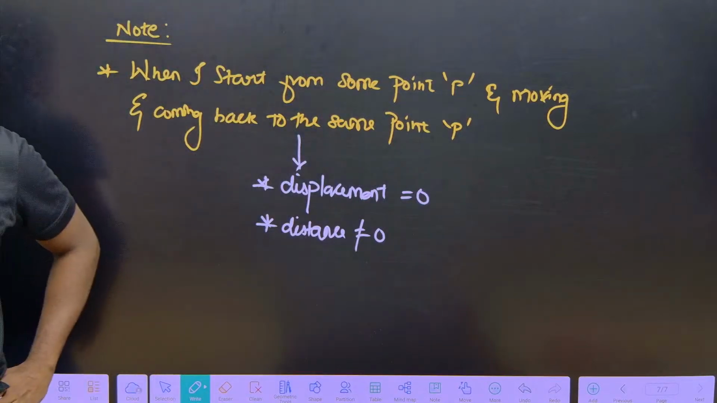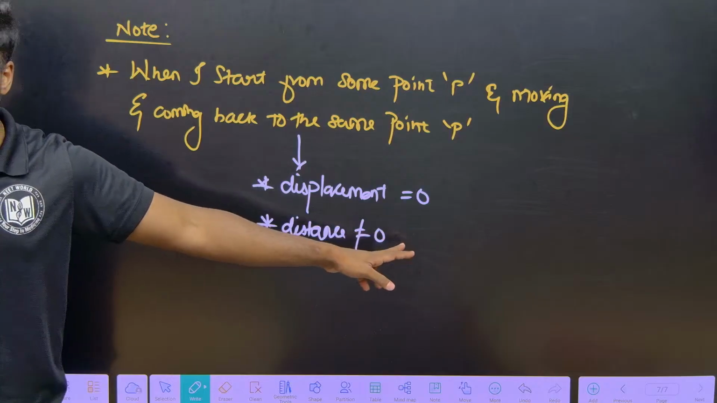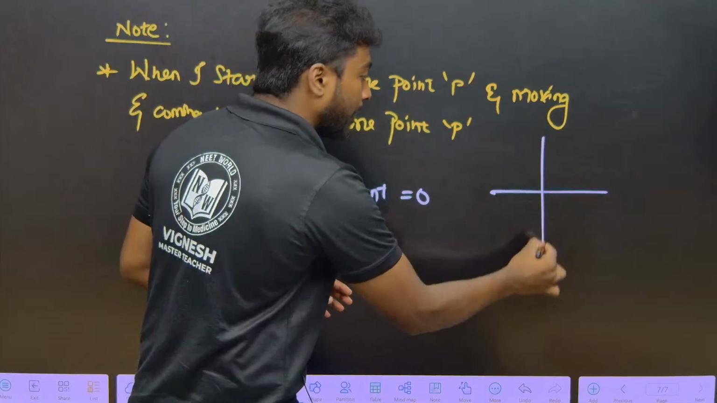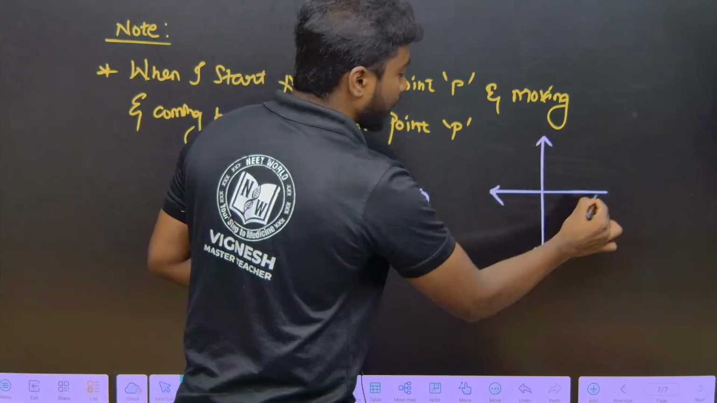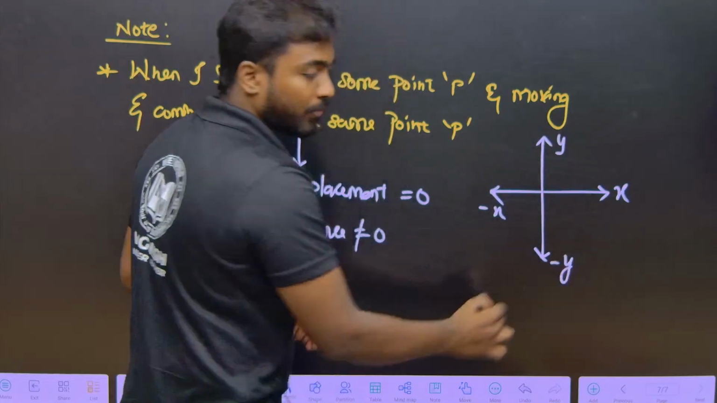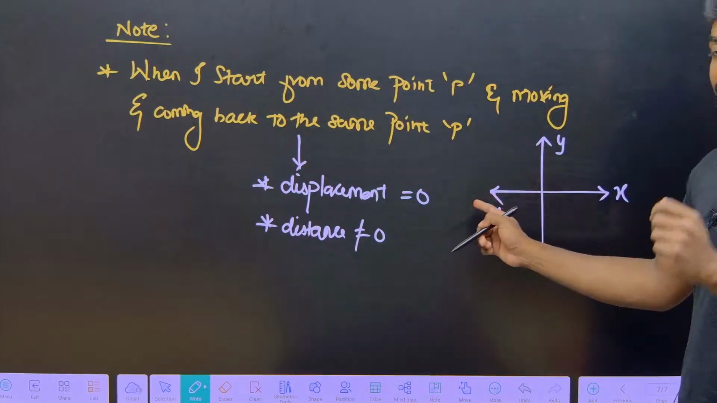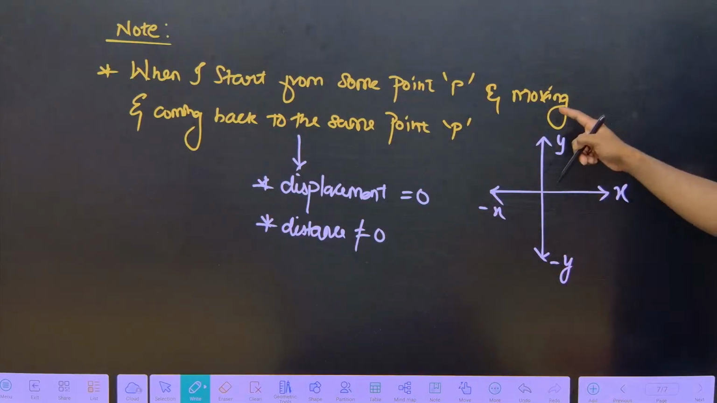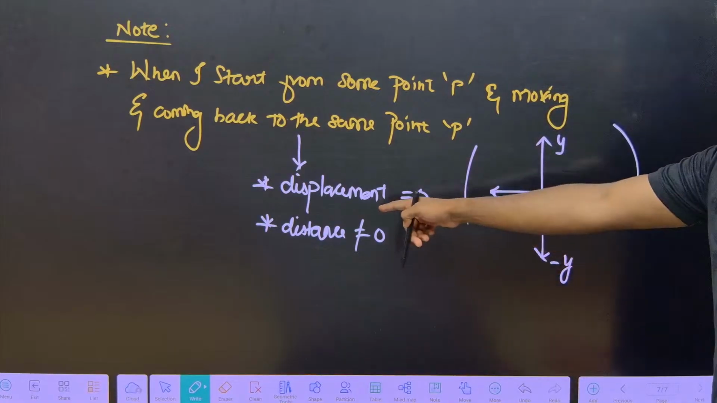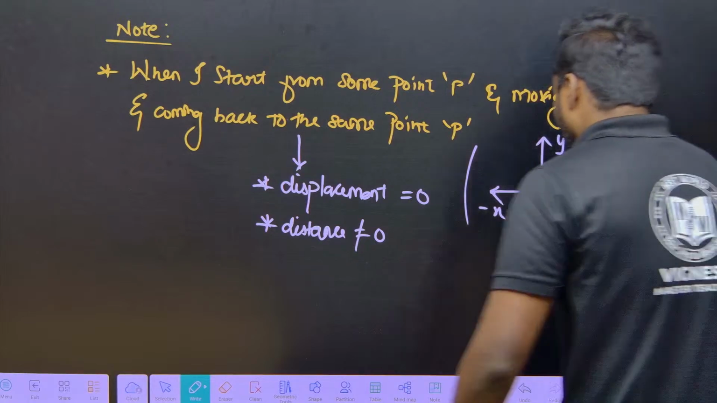Any doubt in this? When I talk about displacement, I should consider the direction also. Take the axes of the coordinates: x, this is minus x, y, minus y. When you are moving from the origin in the x direction, it is positive, minus x is negative, upward is positive, downward is negative. If you keep this in mind, you can do displacement problems easily. I will give you some problems here, you can do them now.